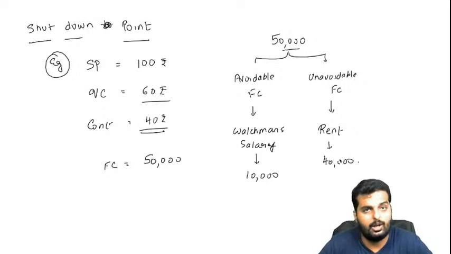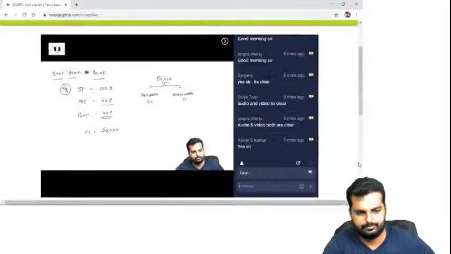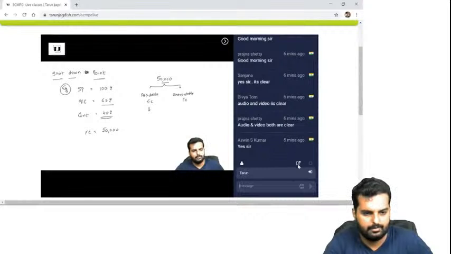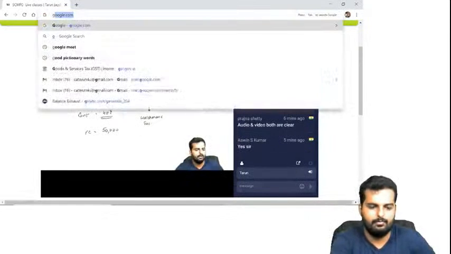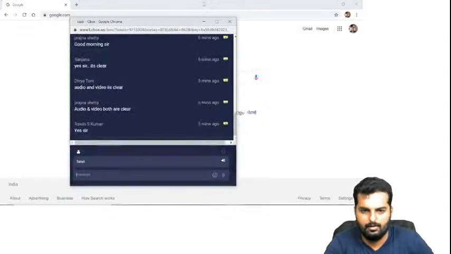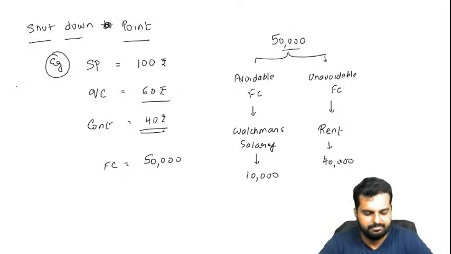Whereas if I want to shut down the business also, I might be having a rent agreement for a minimum of 1 year period. So in that case, even if I shut down, I have to pay rent, which is unavoidable fixed cost. Can you put this data in your books first, friends? Please write down this in your books.